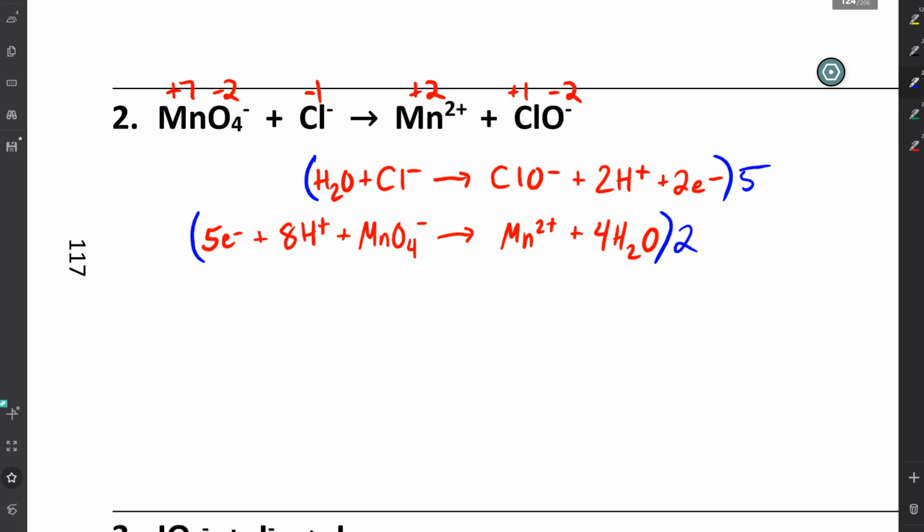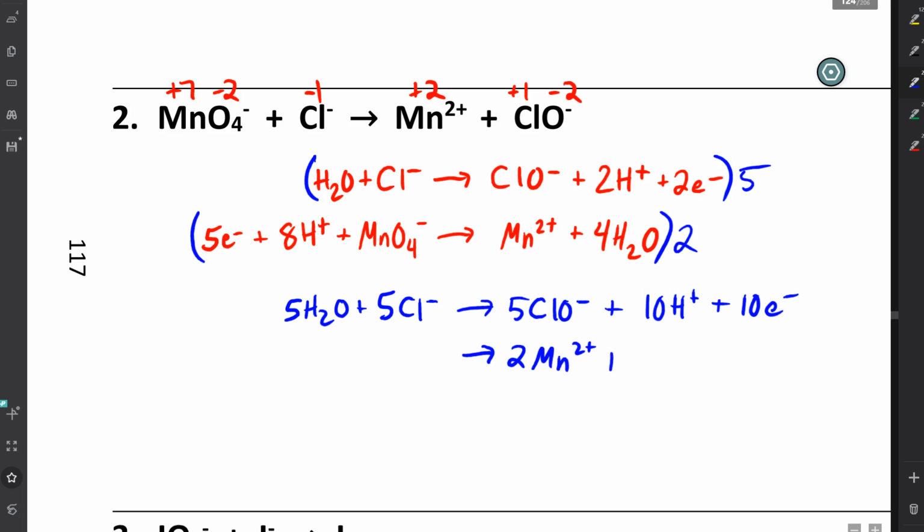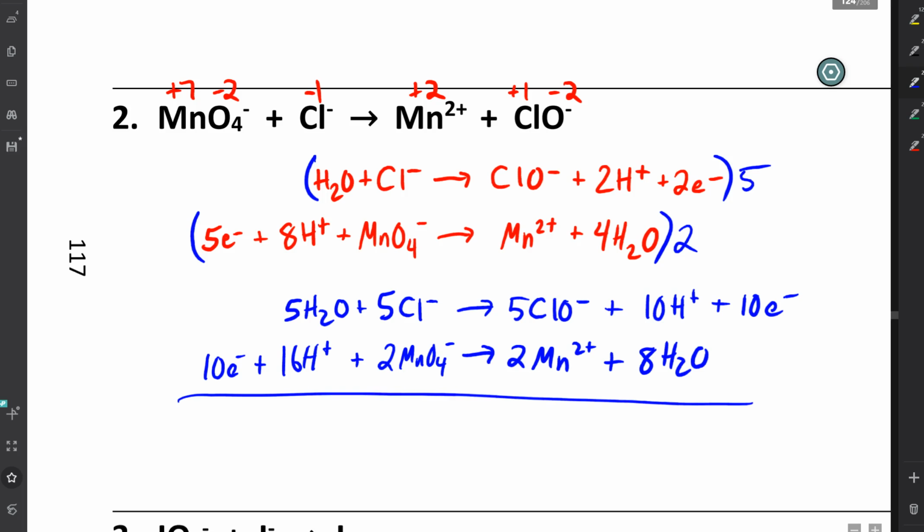So give me a second as I write all this stuff out again. 5H2O plus 5Cl minus yields 5ClO minus plus 10H plus 10 electrons. You really want to make sure your arrows line up. It's going to help make things a lot easier to cancel. So I'm going to do the product side first. It's going to make 8H2O. And I'll go back over to the reactants. I just do it this way to make sure I can keep everything in line and that I don't make careless mistakes. All right, I think I'm good to go.